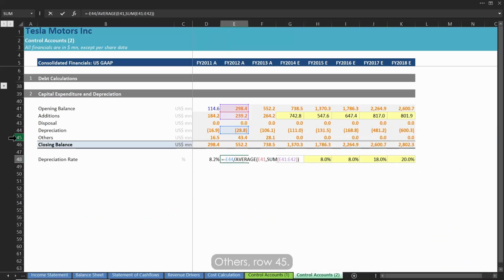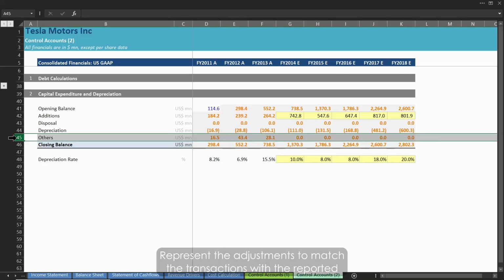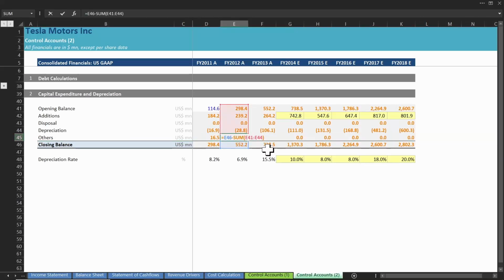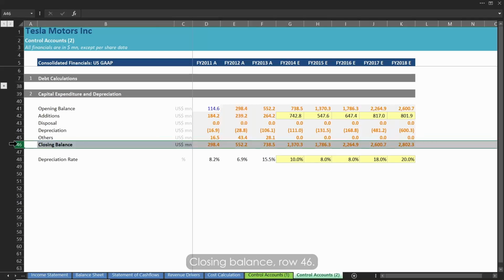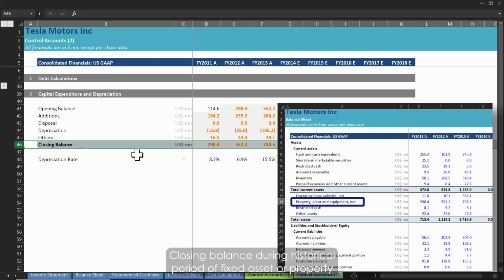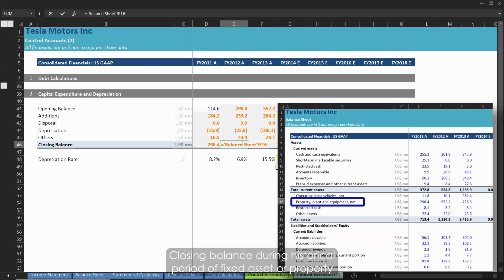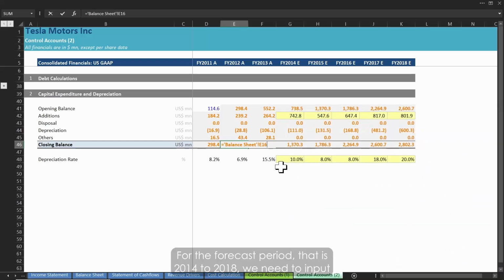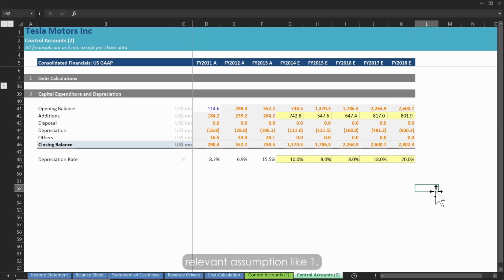5. Others, row 45, represent the adjustments to match the transactions with the reported closing balance and is calculated only during historical period. 6. Closing balance, row 46. Closing balance during historical period of fixed asset or property, plant, and equipment can be linked from balance sheet row 16.